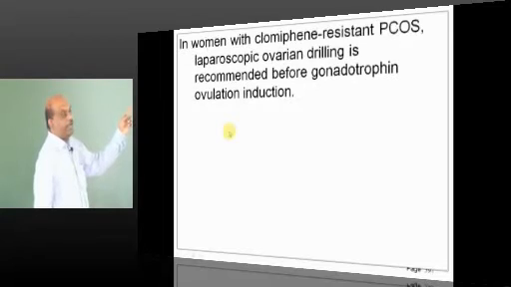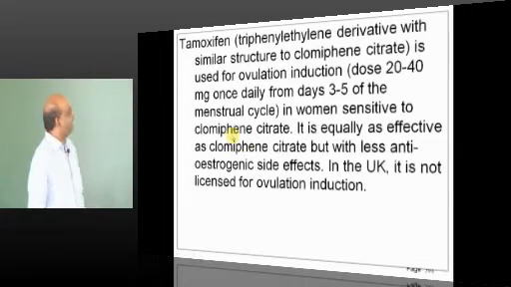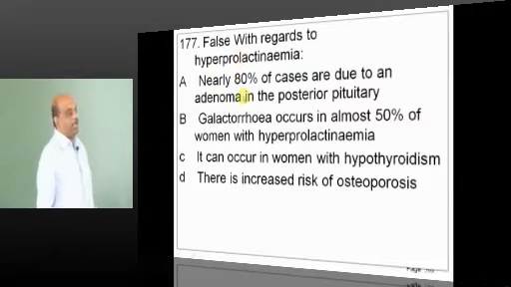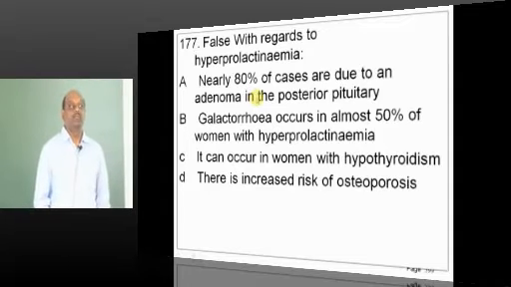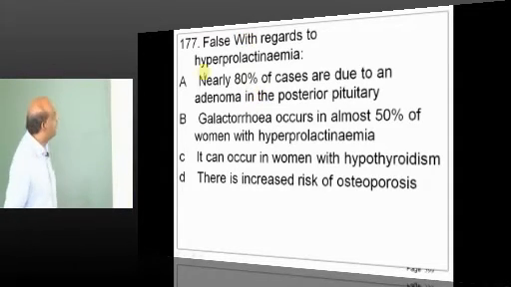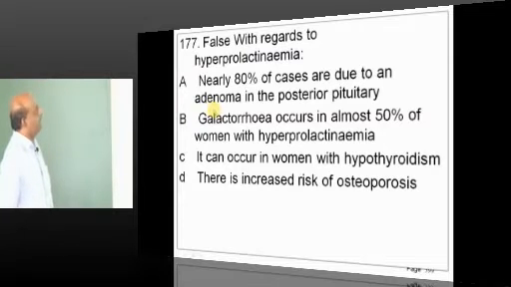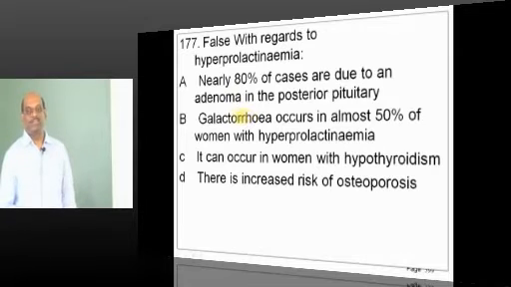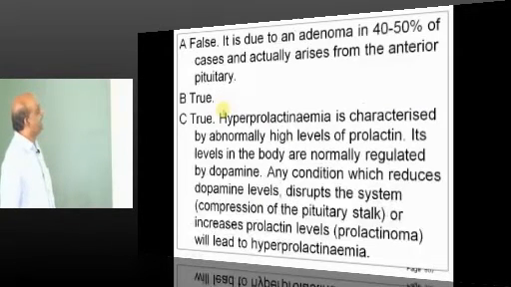I am a little afraid of any other option I missed. What is wrong about hyperplasia? 40% only, very mean way of making you go wrong. Anterior pituitary. Okay, still the answer is agreeable, whether 40% or 60-80%. Right. Anterior pituitary it arises.